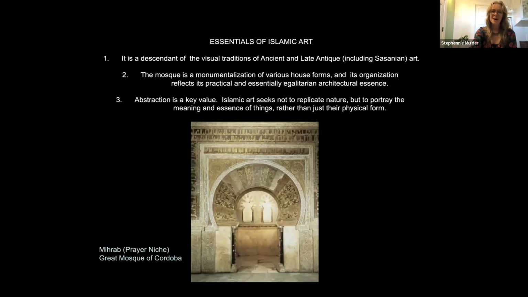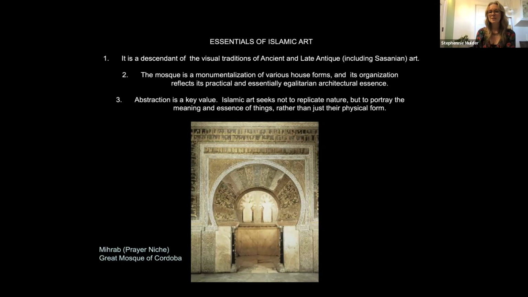Another is that abstraction is a key value. So what is abstraction? Well, it became, of course, a major preoccupation of art history in Europe in the late 19th and early 20th century. But Islamic art was always deeply interested in abstraction. And what this means is that Islamic art wasn't particularly concerned with simply replicating what the eye sees with a kind of photorealistic, illusionistic representation of what you can see.